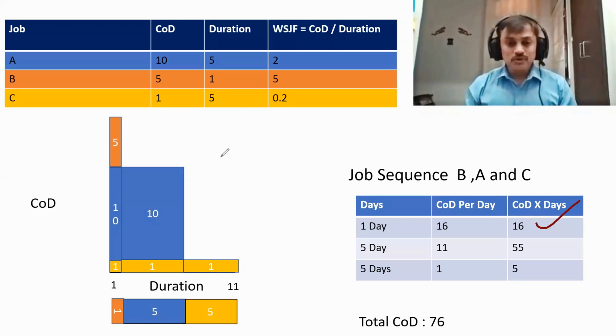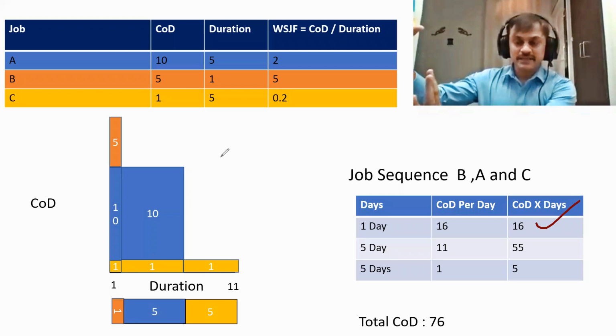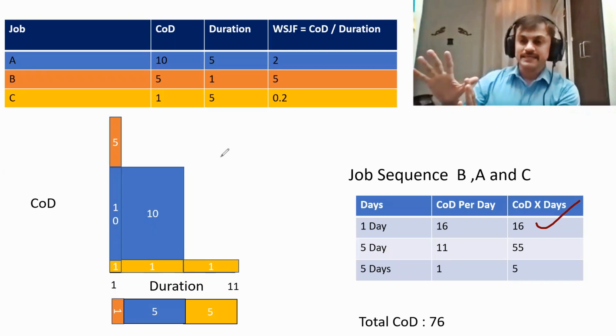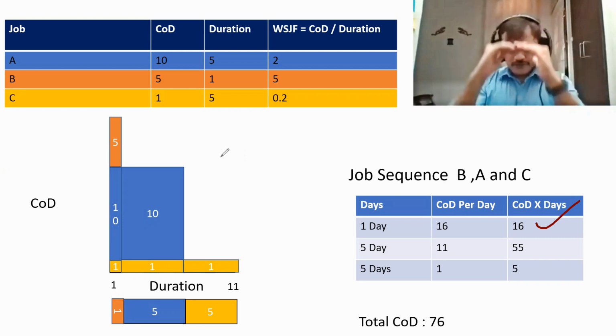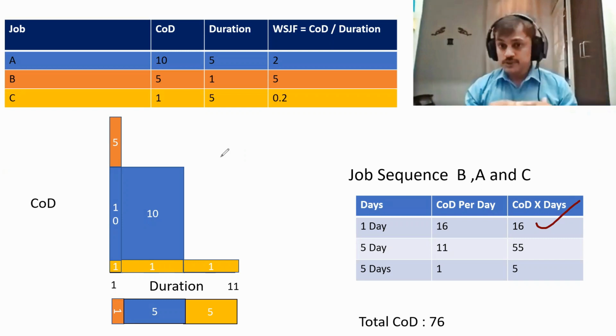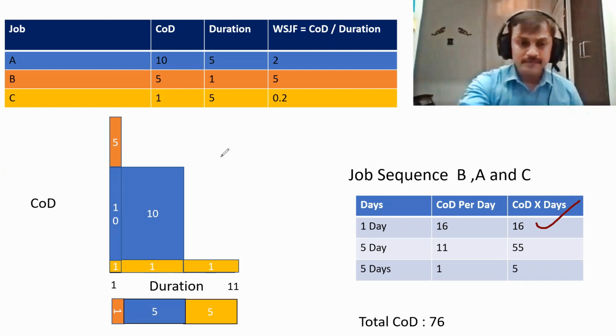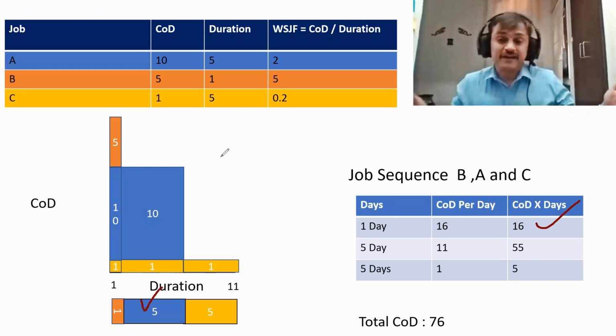But on day 2, the $5 job starts giving you money, so you are no more delaying that job. That thing started earning money for you, so your cost of delay came down on day 2 itself, and it became 11. Now you are doing job A, but it will take 5 days to finish.